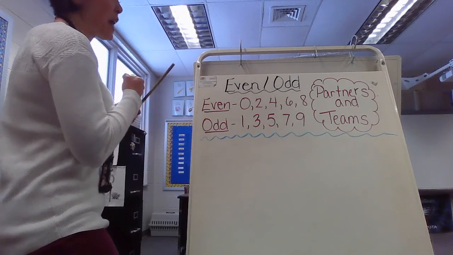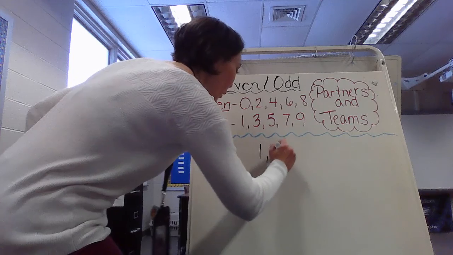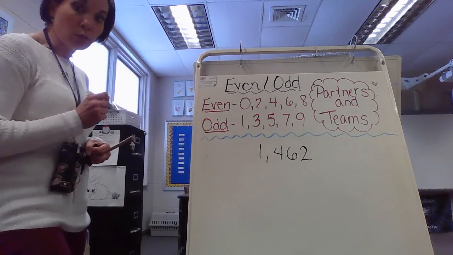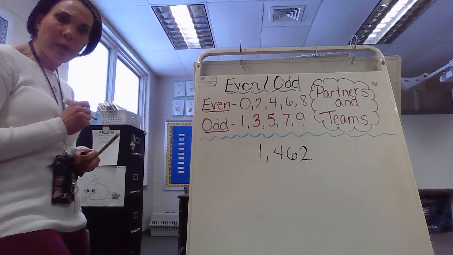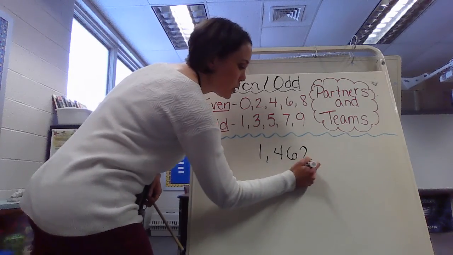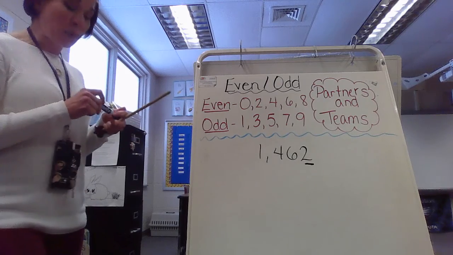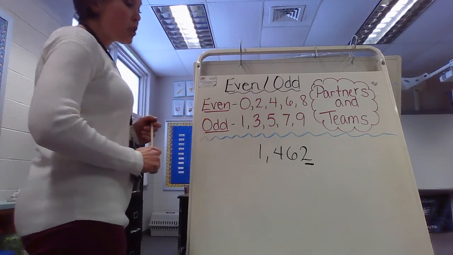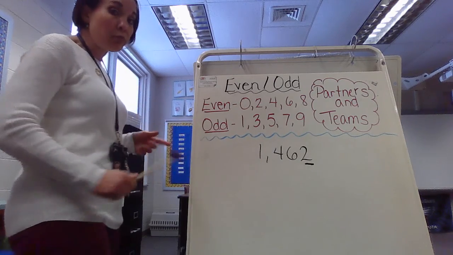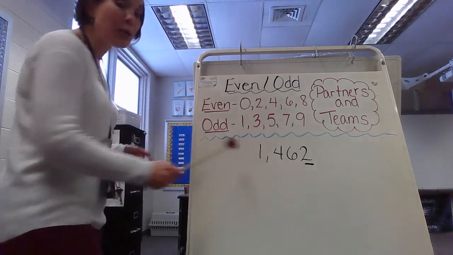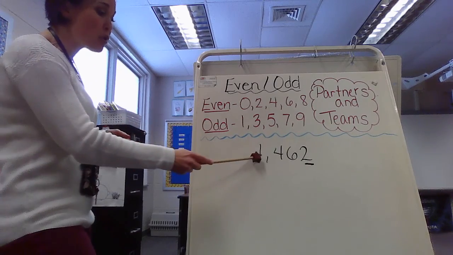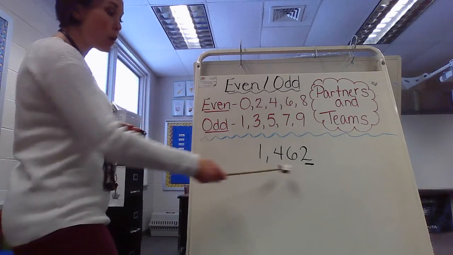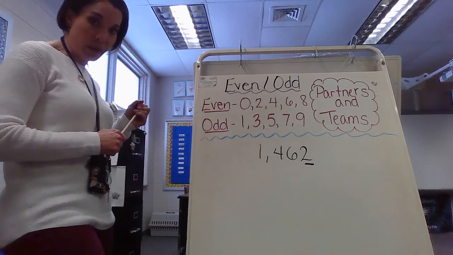What happens if I decide to do 1,462? Oh my goodness, that's a big number. All I need to do is look at my ones place. Looking at where the 2 is, it's an Even Steven. So 2 is even, and that makes this whole number even, even if sometimes you have an odd digit in there. You're only focusing on the ones place. If the ones place is even, the entire number is even.